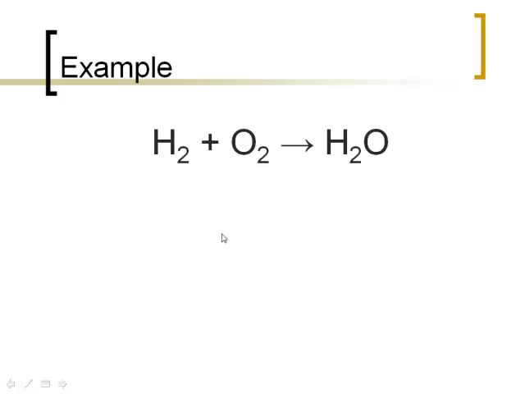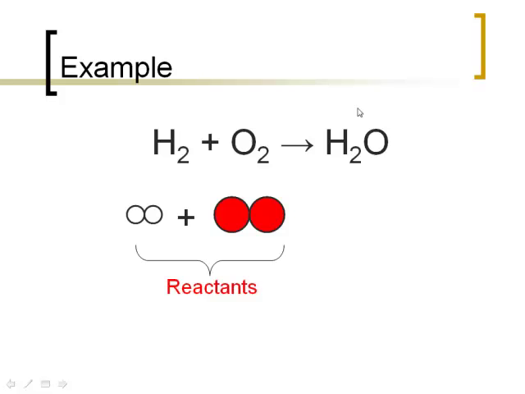Here's an example right here. This equation shows a molecule of hydrogen reacting with a molecule of oxygen to give a molecule of water over here on the product side. So here's a pictorial representation. These things we start with, on the left side of the arrow, are called the reactants.